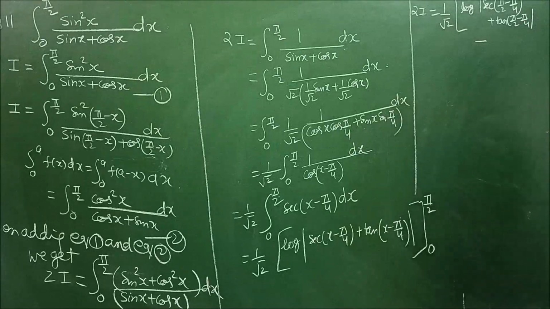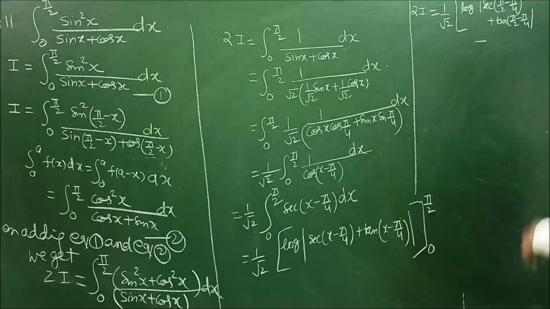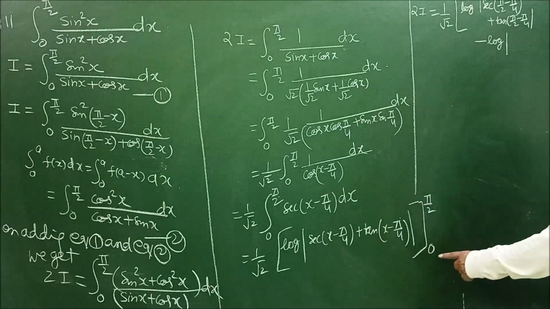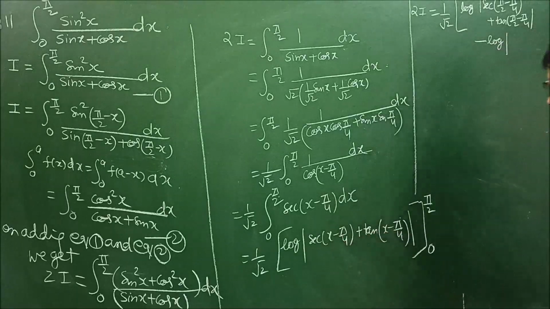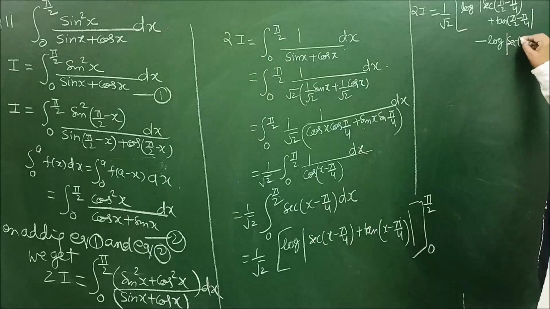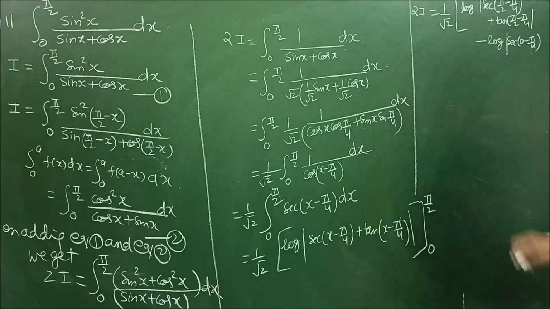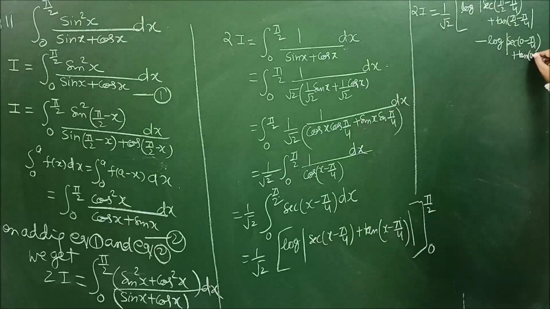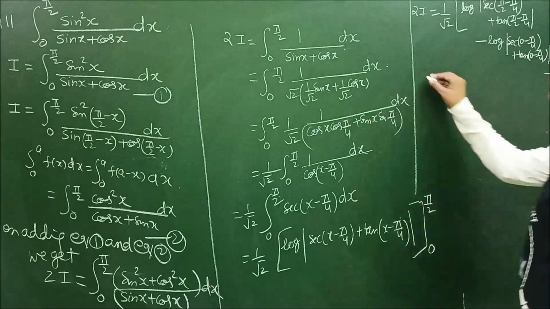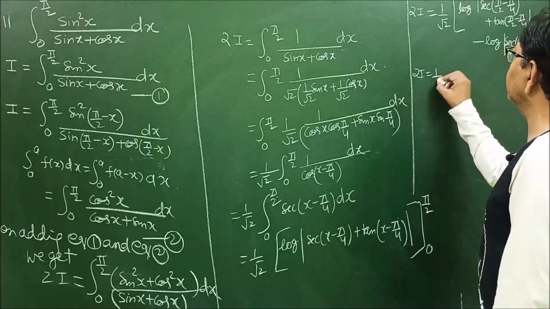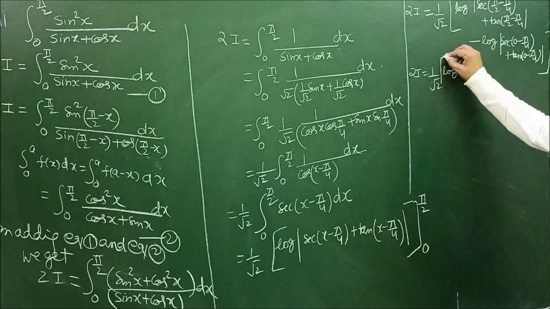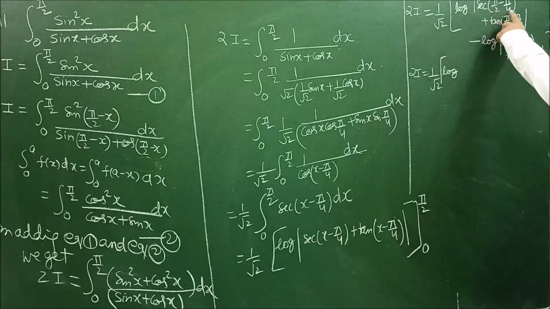and then minus, putting the value equal to 0, so log mod, putting the value of x equal to 0, log mod sec of 0 minus pi by 4 plus tan of 0 minus pi by 4. Which is equal to 2I is equal to 1 by root 2 log of sec pi by 2 minus... sec pi by 4.